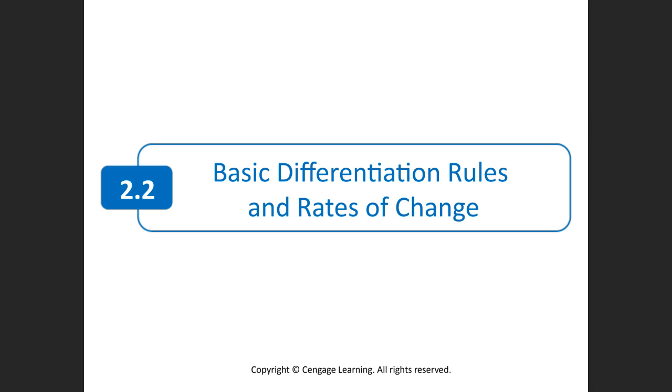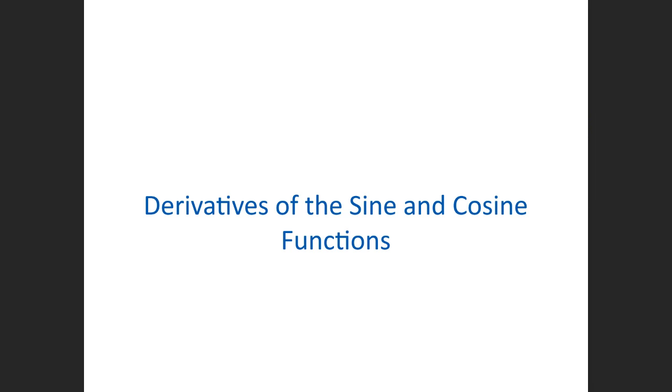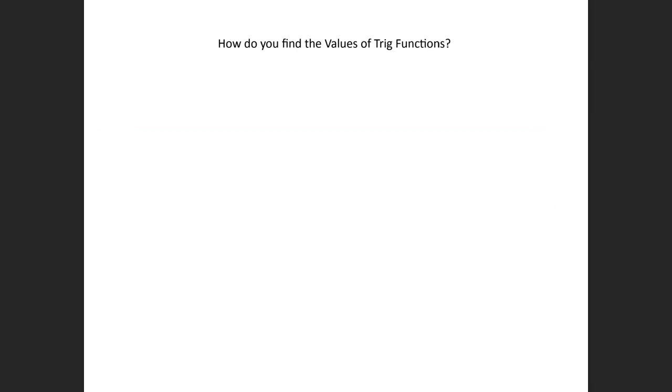Okay. Now, the first thing I want to know before I get to there is how do you find the values of trig functions? So I'm going to ask you some pretty tough questions, and I want to see if you can answer them. What is the sine of pi? What is the sine of pi over 2? What is the cosine of pi? What is the cosine of 3 pi over 2? Do you know how to figure those out without a calculator?